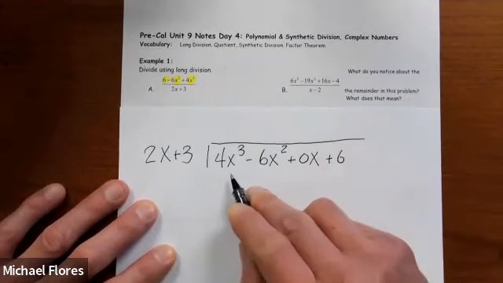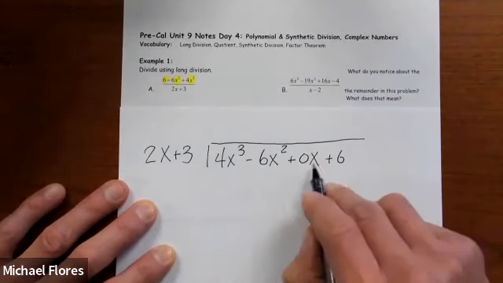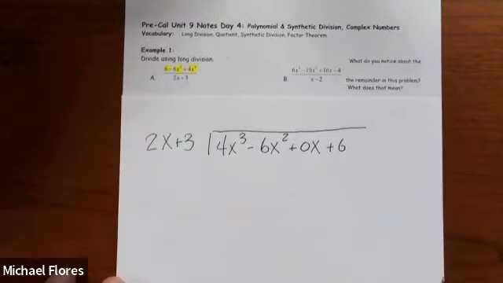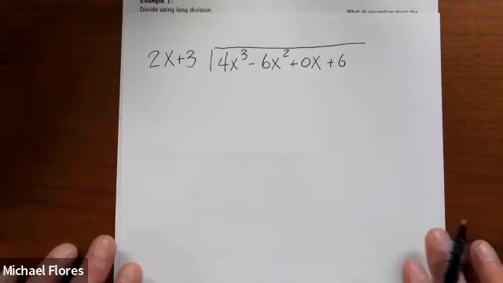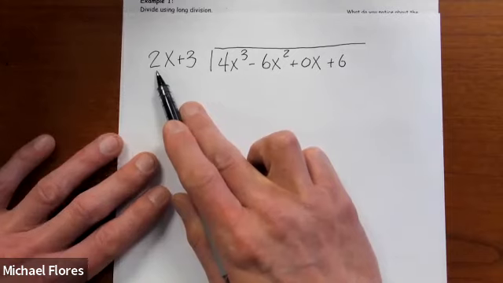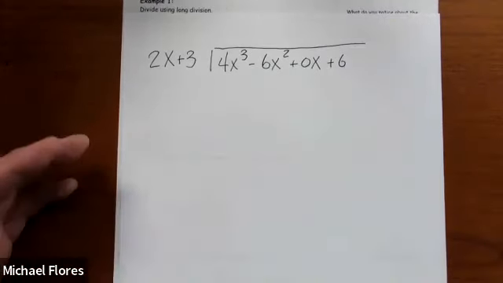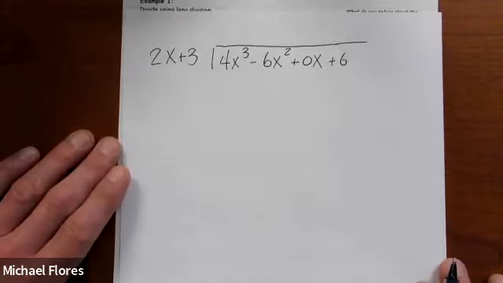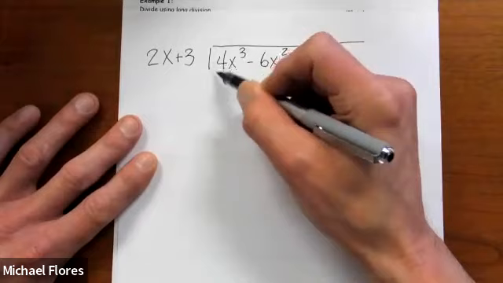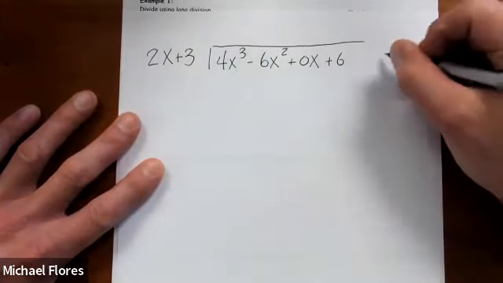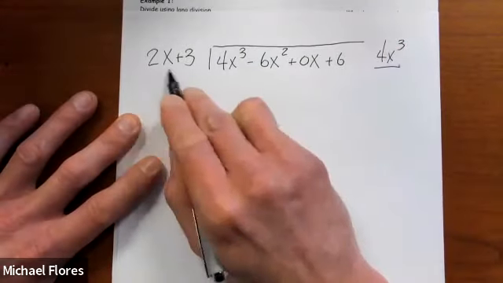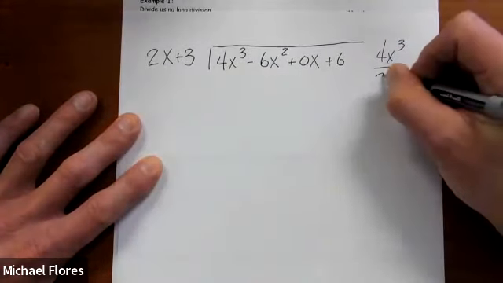Let me double check, make sure I did this correctly. 4x cubed minus 6x squared plus 0x positive 6. Okay, great. So this is your setup. Now you want to use long polynomial division if your variable has a number in front of it other than 1. That's where long polynomial division comes a little bit more handy than synthetic. All right, here's how I like to begin these. I take whatever the first term is inside my division symbol, and I divide it by the first term of the factor.